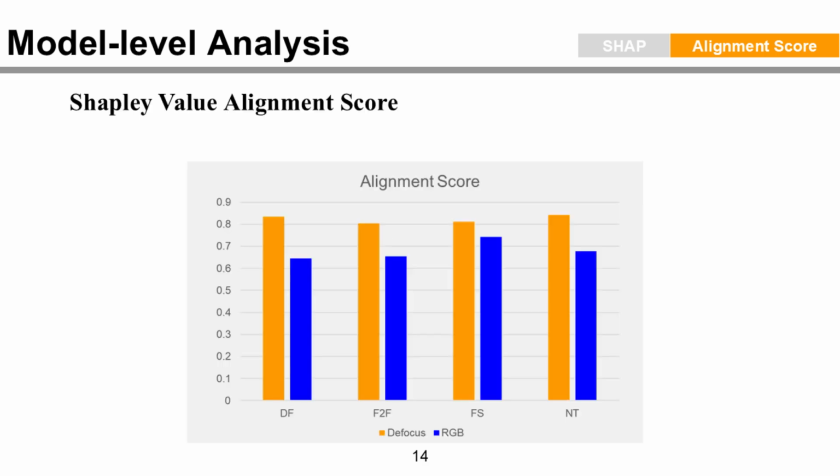Quantitatively, we computed the average alignment score over 1,000 fake images for each fake type. And the defocus model shows consistently higher alignment scores across all samples.